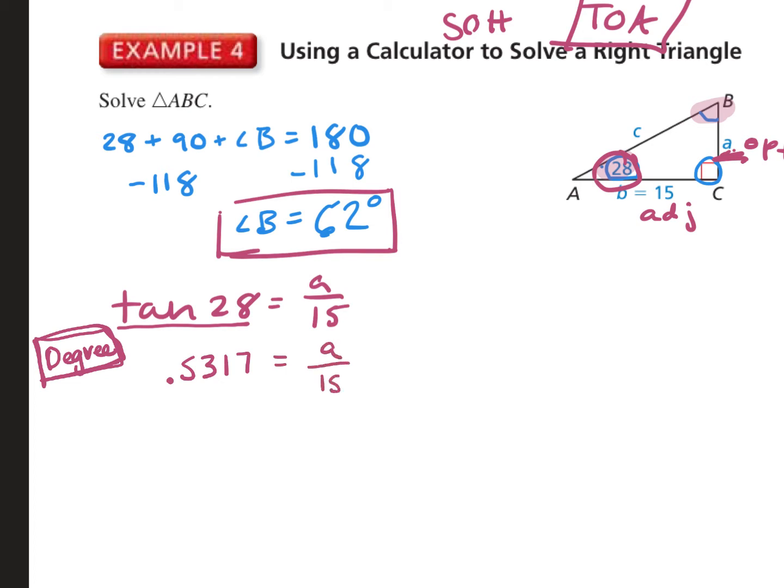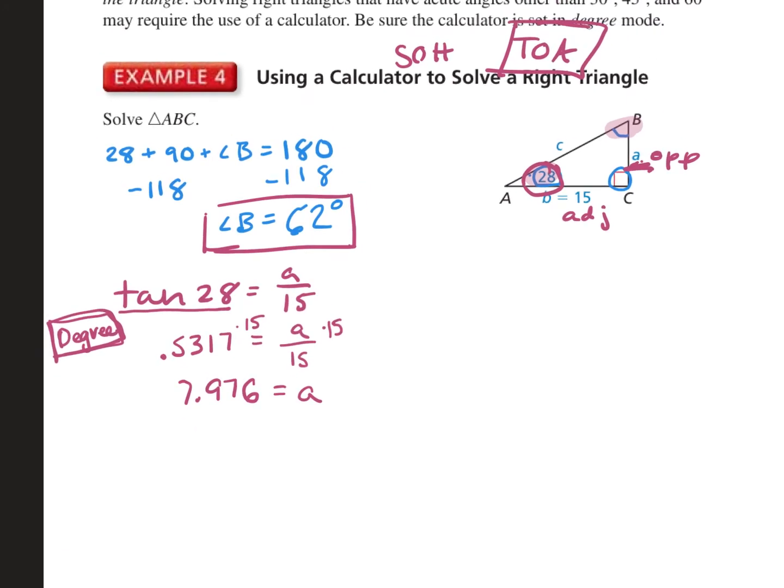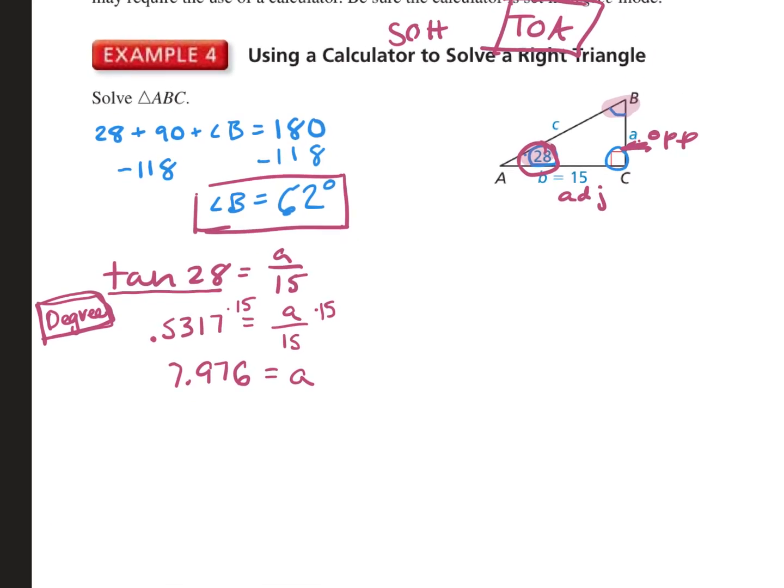To get that 15 out from our denominator, we need to multiply both sides by 15. So we get 7.97. We can just round it to 3 decimal places, so the 5 and 6 are the next two, so we can round up to 6, and that's equal to A. So that is our opposite side.